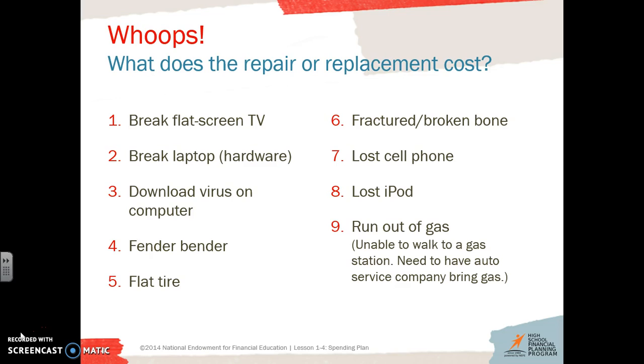If you break a flat screen TV, if you break a laptop, if you download a virus on your computer, or if you get into a fender bender, if you have a flat tire, or you break or fracture one of your bones, you lose your cell phone, you lose your iPod, or you run out of gas and you can't actually walk to a gas station. You have to actually have an auto service company bring you gas. How much would each of these accidents cost you right out of your pocket if they happen to you tomorrow?